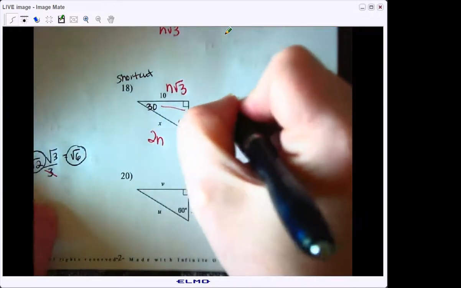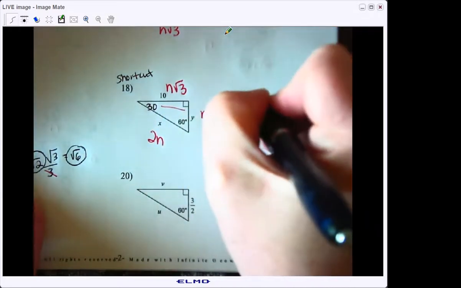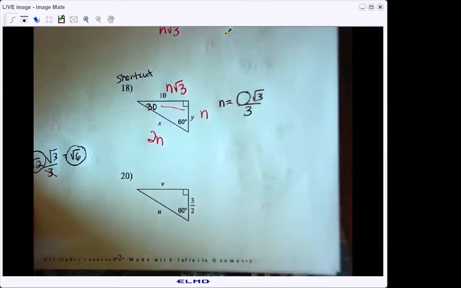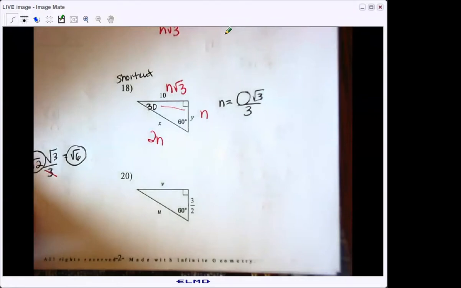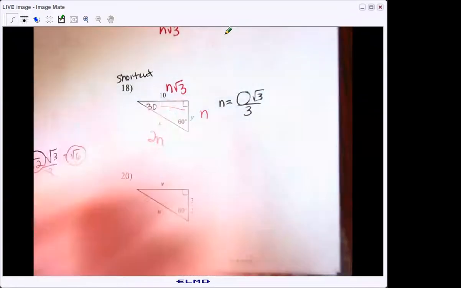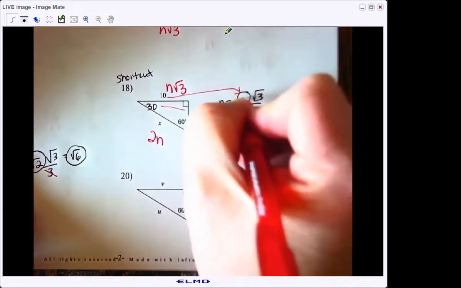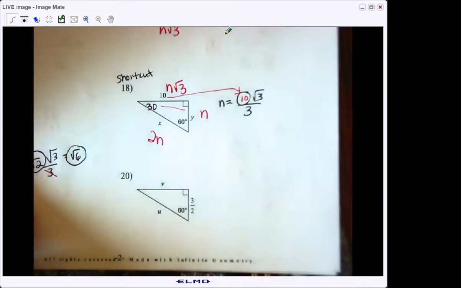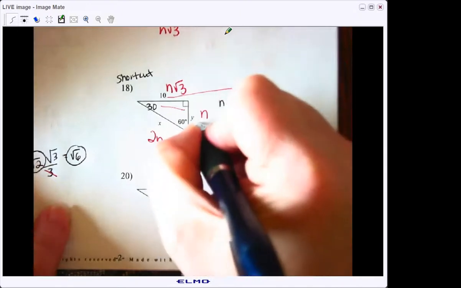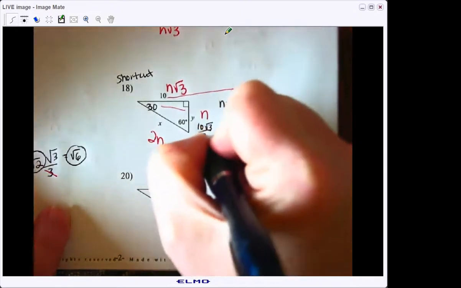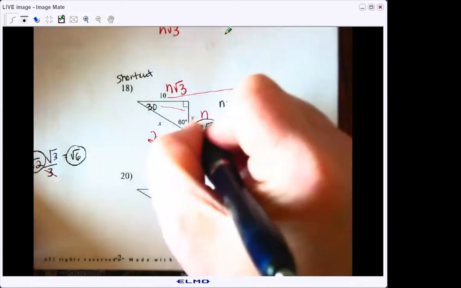This is the shortcut. So I know that my n is going to equal whatever that is with a root 3 over 3 next to it. So what goes in my circle? 10. This goes in the circle. Does 10 divide evenly by 3? No, unfortunately it does not. So this just looks like the ugly number of 10 root 3 over 3. Just complicated. That's all.